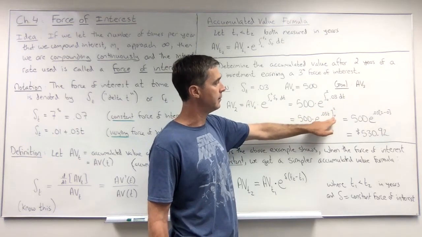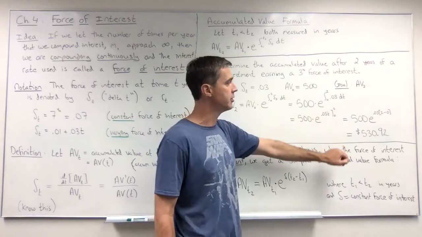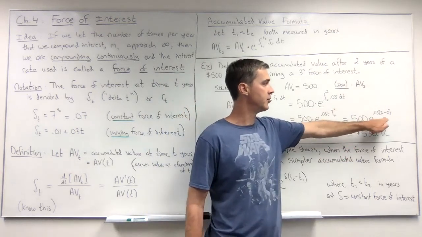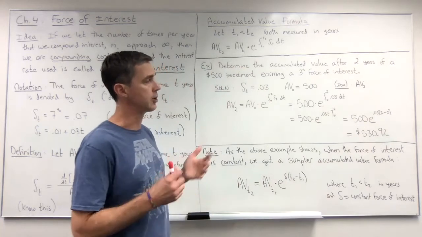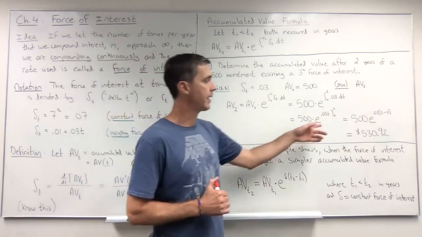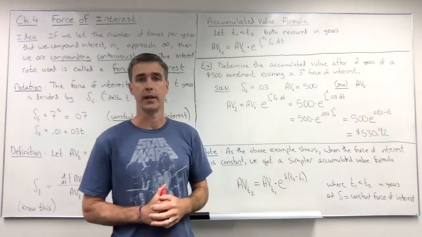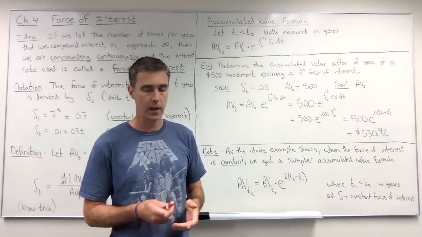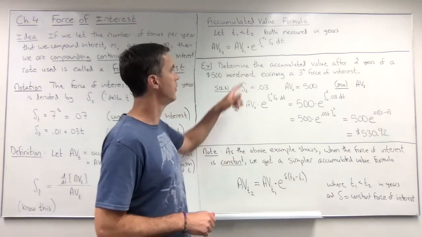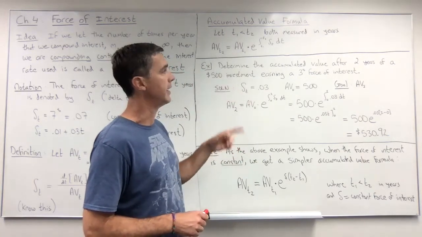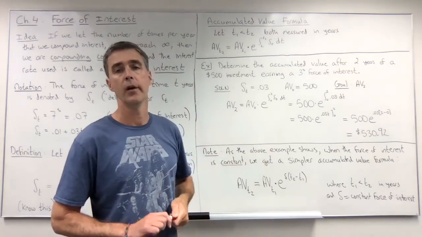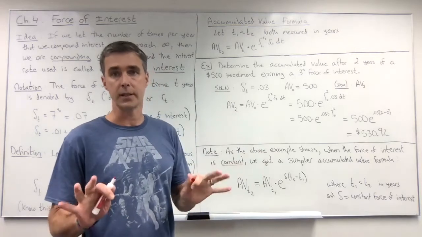And if I plug in t equals 0 and t equals 2, I get to this stage right here. So 500 times e to the 0.03 times the quantity 2 minus 0. And that cranks out to $530.92. Okay. Now, how did I know that the initial time of this investment was at time 0 and 2 years later was at time 2? Well, I didn't, but it doesn't matter.